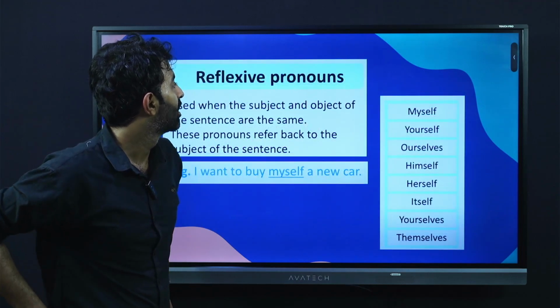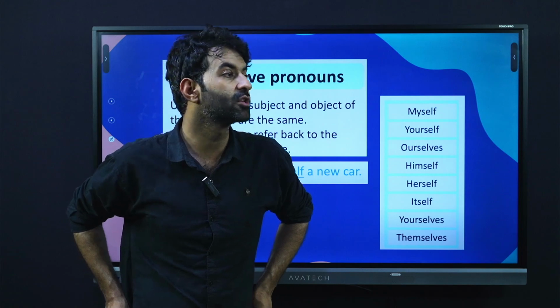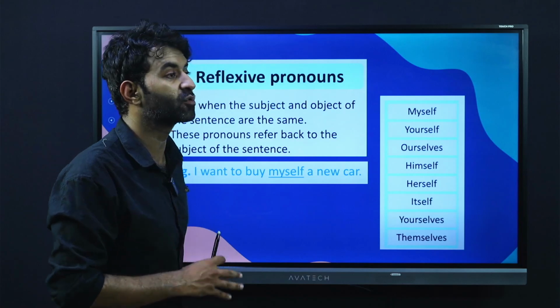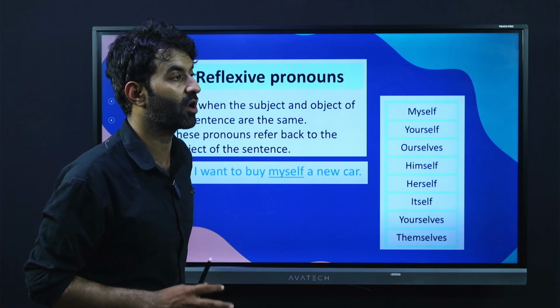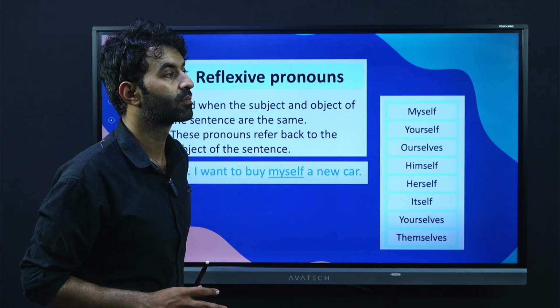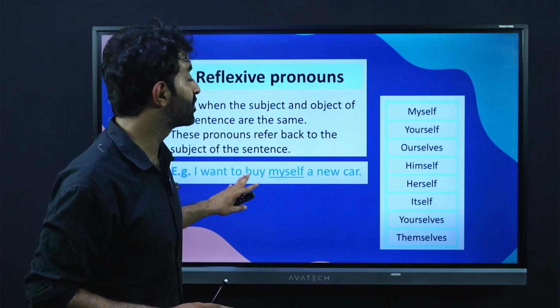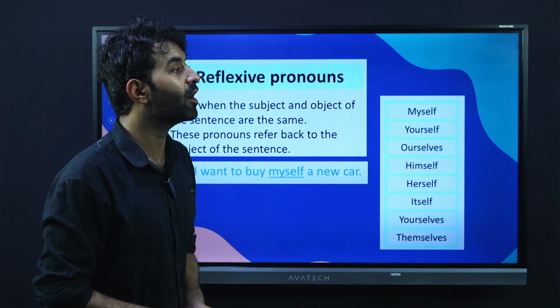All right. Reflexive pronouns, students. Till now, if you have any kind of trouble with the previous types of pronouns, you can ask your question right now. Are we clear about the previous types of pronouns?